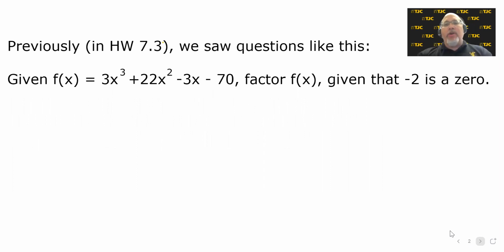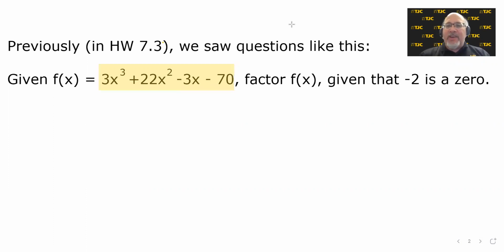Previously in homework 7.3, we saw questions like this. Given f of x equals 3x to the third power plus 22x to the second power minus 30x minus 7, factor f of x, given that -2 is a 0. I hate this statement that has two givens in it, but I think I copied it directly from the homework. But regardless, we were asked to factor this function that has 4 terms but won't factor by grouping.